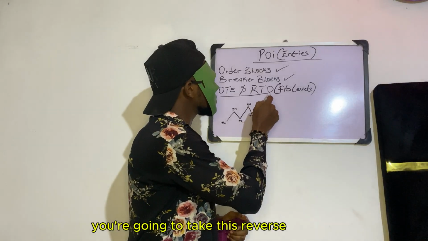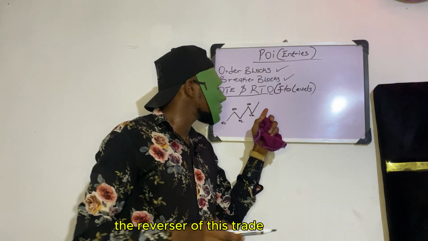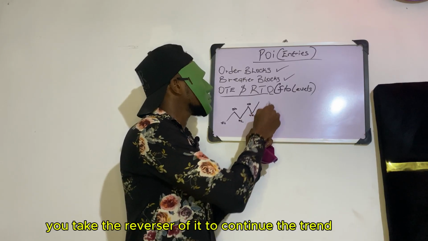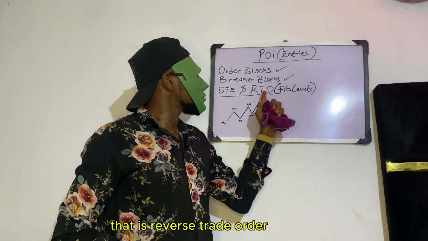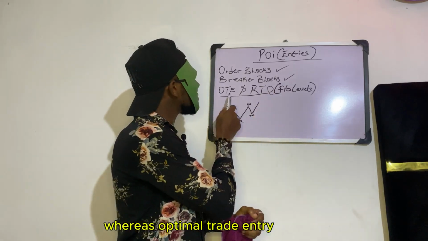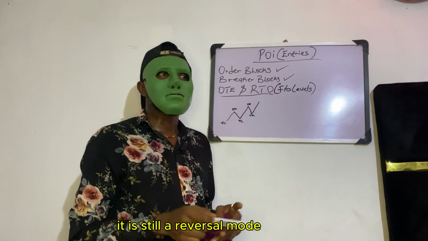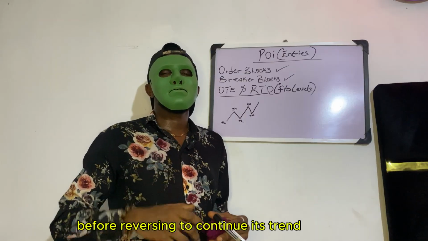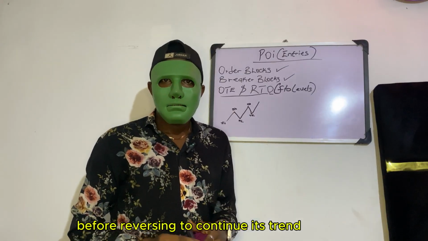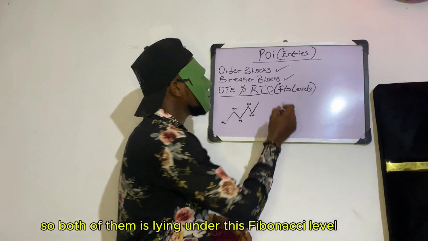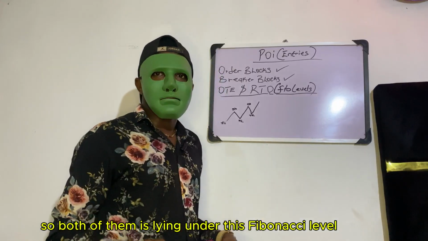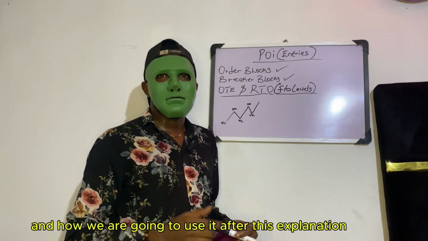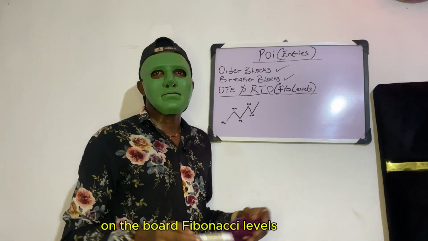You're looking for that point. You're going to take the reversal of this trade. When it comes down to create its higher low, you take the reversal of it to continue the trend. That is reverse trade order. Whereas optimal trade entry is still a reversal mode, but it is the optimal point that the market will get to before reversing to continue its trend. So both of them lie under the Fibonacci levels, and we'll be moving to our chart to identify this Fibonacci tool and how we are going to use it after this explanation on the board.